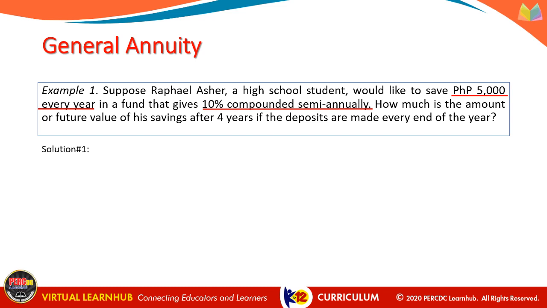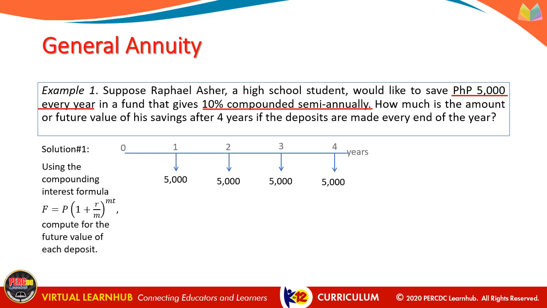For our solution number 1, we will have to draw a cash flow diagram to better illustrate what is happening to Rafael Asher's savings. At the end of the first year, he will deposit 5,000 pesos. At the end of the second year, another 5,000 pesos. At the end of the third year, he will deposit again another 5,000 pesos. And at the end of the fourth year, another 5,000 pesos.